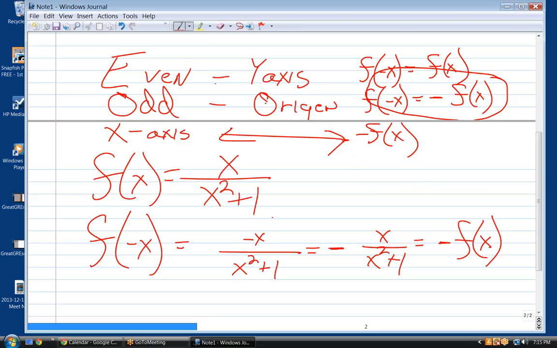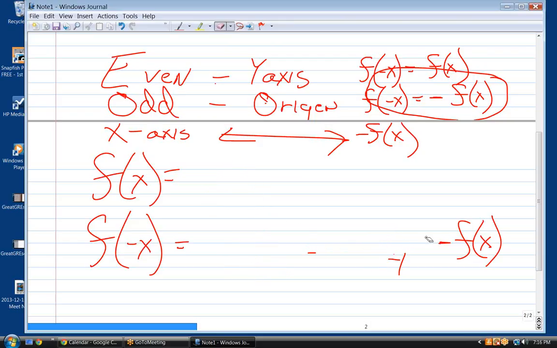Okay, you have another one? Because I'm dying to get to the one that has x-axis symmetry. No, there's no more of those kinds of ones.